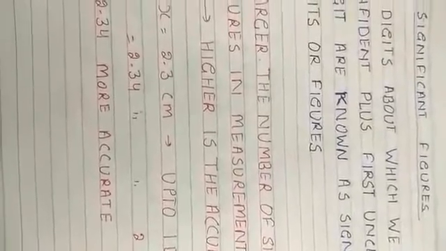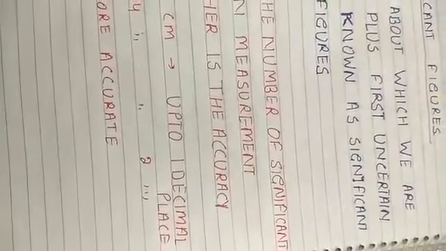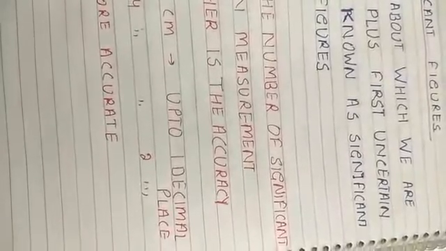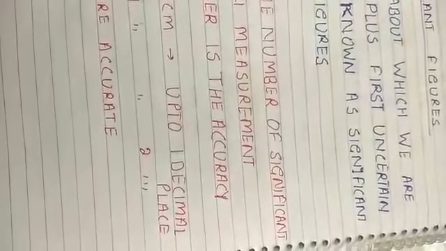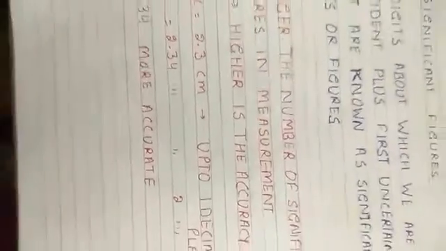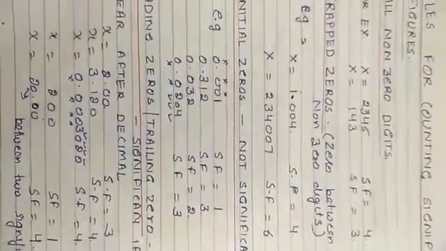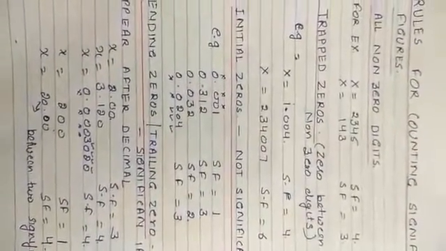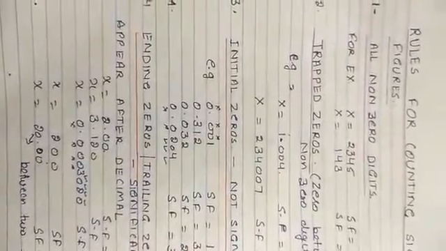Larger the significant figures, the more will be the accuracy. If the length is 2.3, it is less accurate. But if the length is measured 2.34, it's more accurate. Larger the significant figures, the accuracy is more. Now there are certain rules for finding the number of significant figures in any measurement.